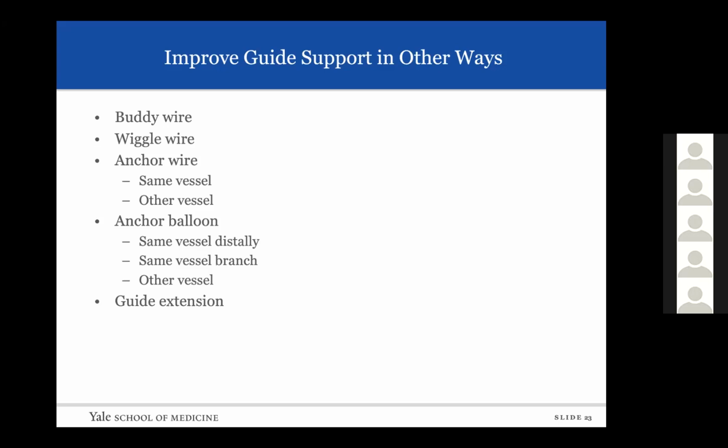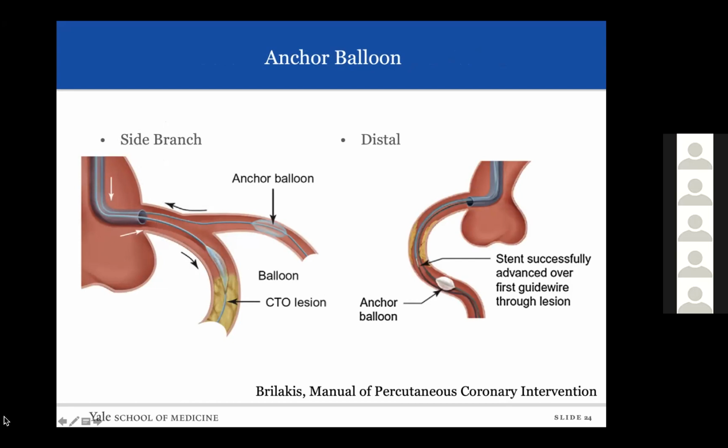So this is kind of an example of what an anchor balloon might look like. The balloon goes up here, keeps your guide anchored here, allowing you more push to cross here. And this is a distal anchor in the same balloon. The balloon is up distal to the lesion, allowing you again, more push and anchoring of the guide.